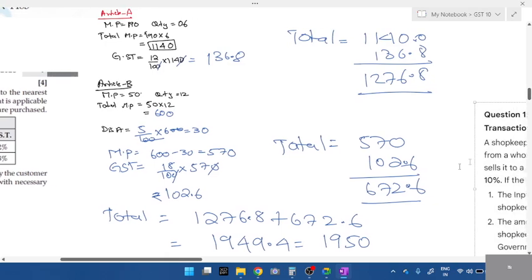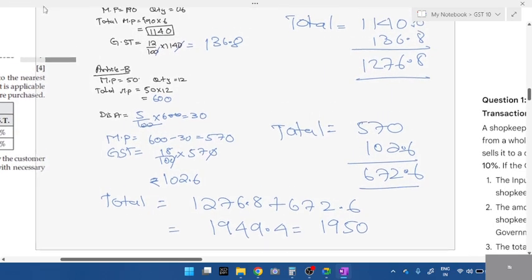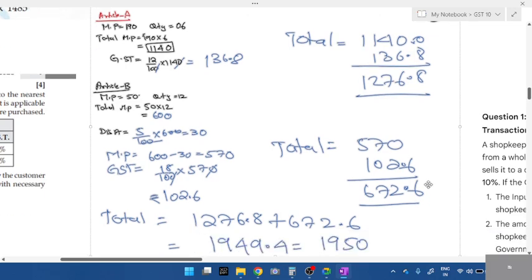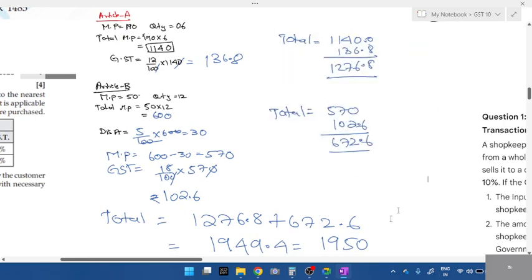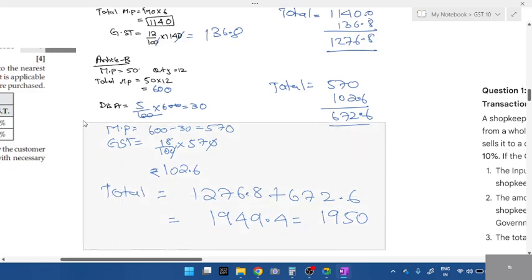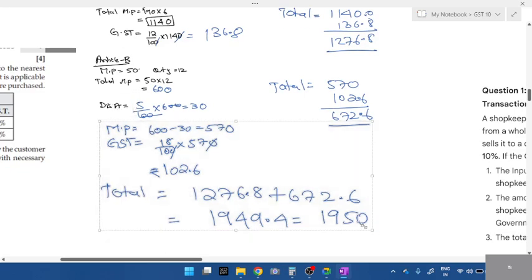1950. Write this in order. Don't write it like this. Write it in order: total cost price of Article A, total cost price of Article B. See, I've written Article A separately, Article B separately.